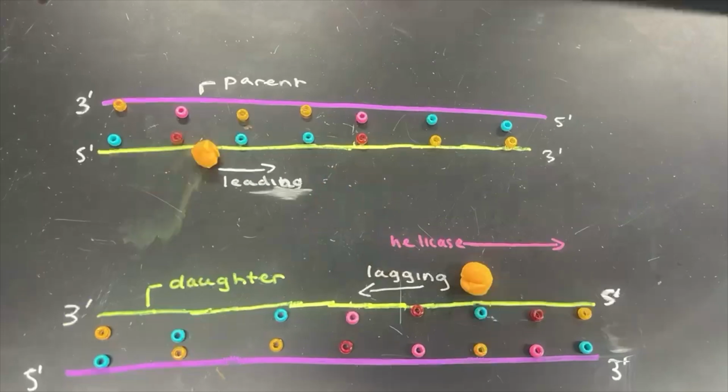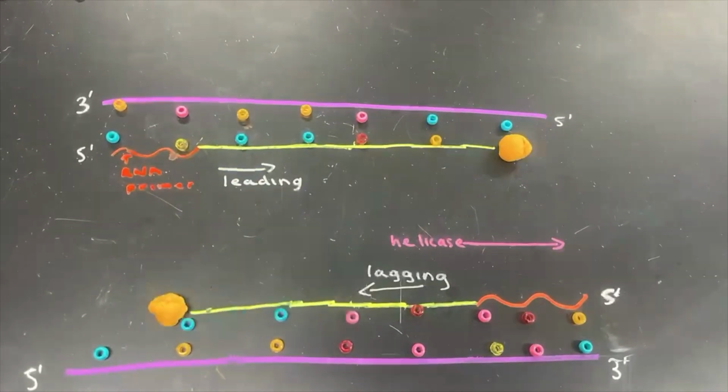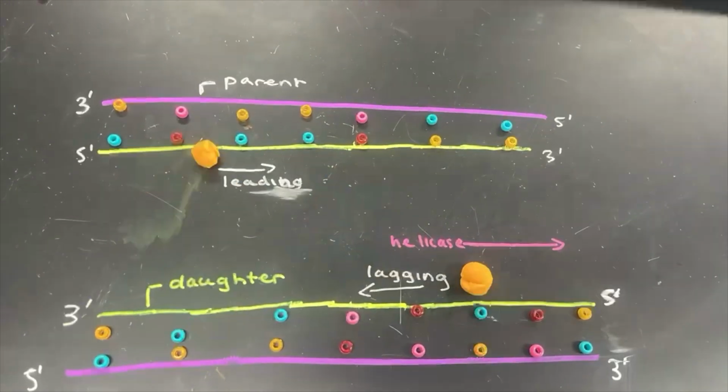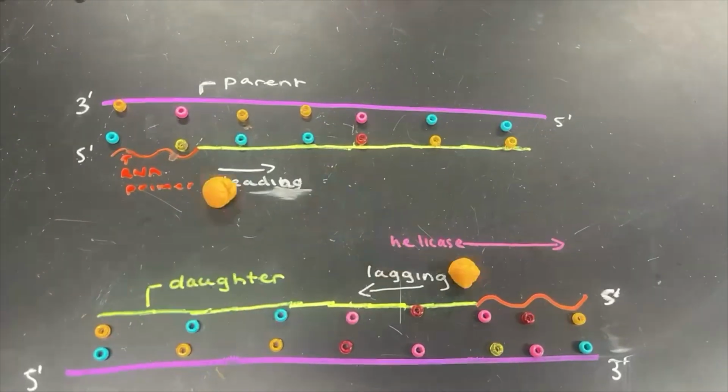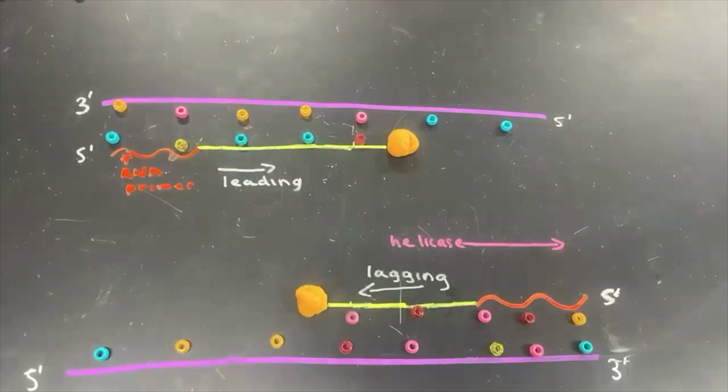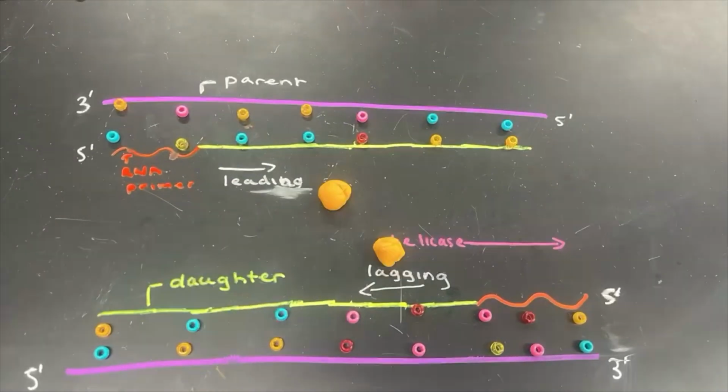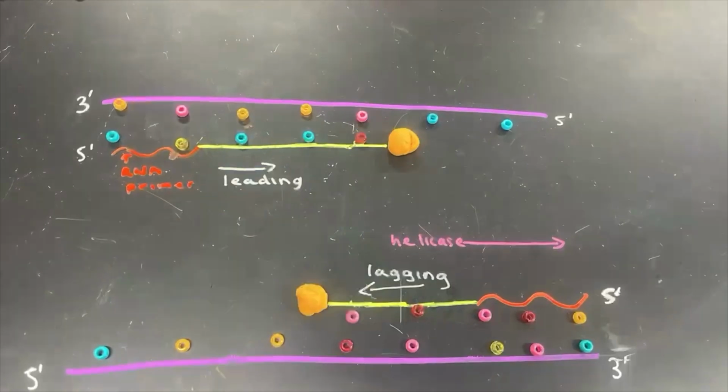Polymerase reads in a 3' to 5' direction on the parent strand, but it builds the new daughter strand in a 5' to 3' direction. The polymerase building in the direction opposite of the helicase forms a lagging strand. The polymerase building in the same direction as the helicase forms the leading strand.